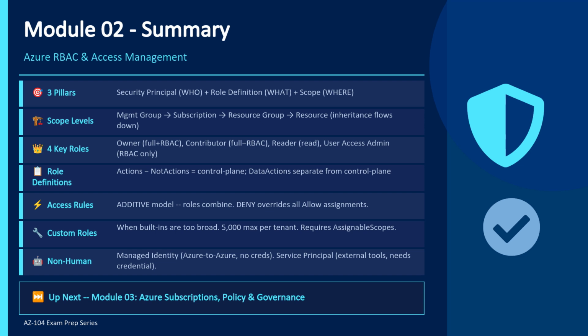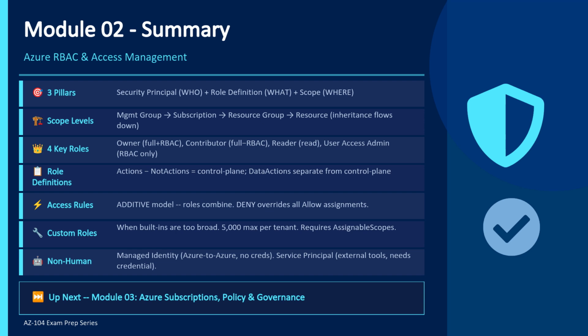What's next? Module 03 covers Azure policy and governance, how to enforce rules across your Azure environment at scale. This builds directly on the RBAC concepts we covered today, particularly around deny assignments and enforcement mechanisms.